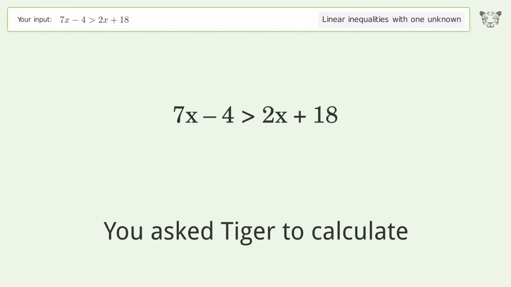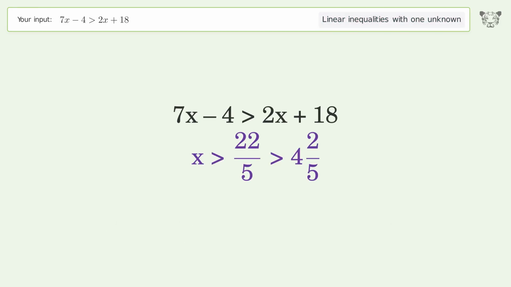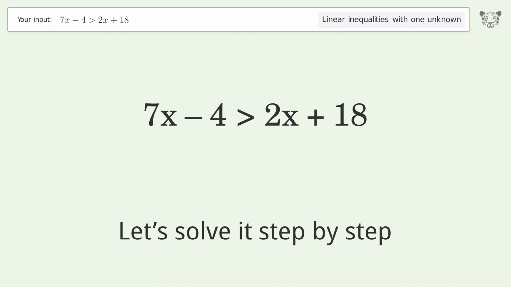You ask Tiger to calculate. This deals with linear inequalities with one unknown. The final result is x greater than 22 over 5 greater than 42 over 5. Let's solve it step by step.